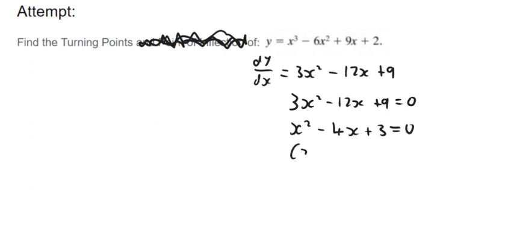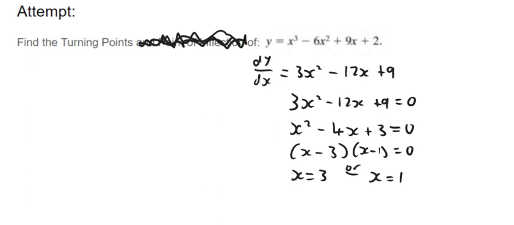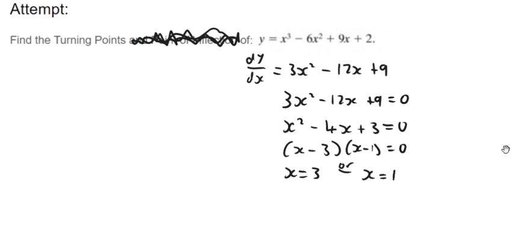So we get x minus 3, x minus 1 is equal to 0. So x is equal to 3 or x is equal to 1. So those are my x values. So it's always the original then that you put it back into. So I'll put it back into this now, and that will give me my y values.